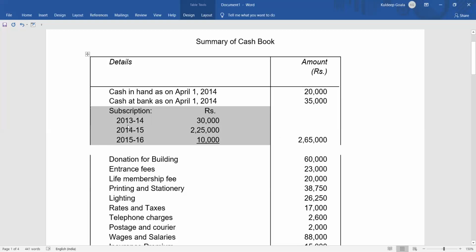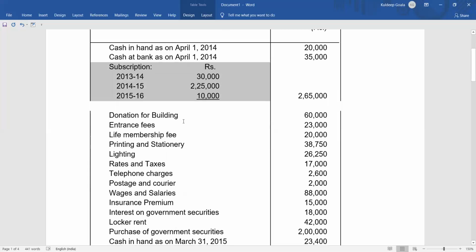So what are the items? 2013-14, 30,000; 2014-15, 2 lakh 25,000; 2015-16, it is 10,000. So the total of 2,65,000 will come in the receipt side. Then coming to the next one, donation for building we have received. So 60,000, that will again come in the receipt side.